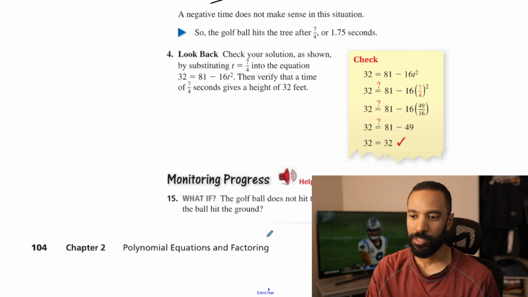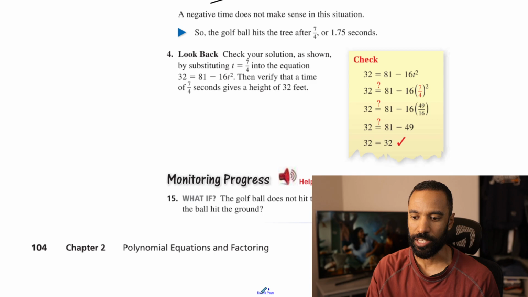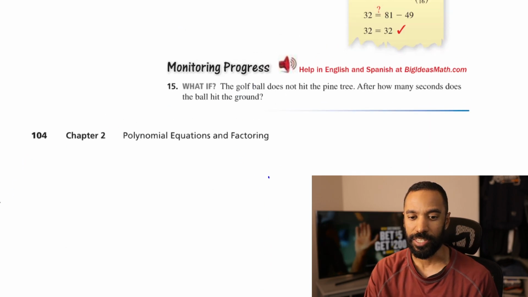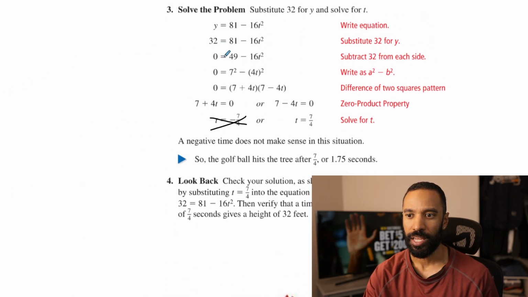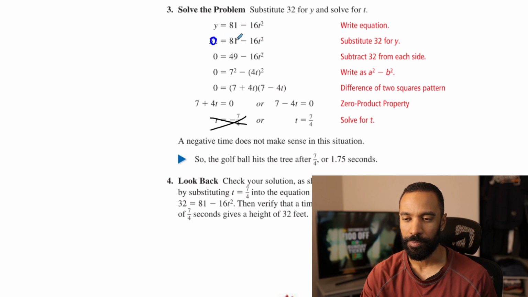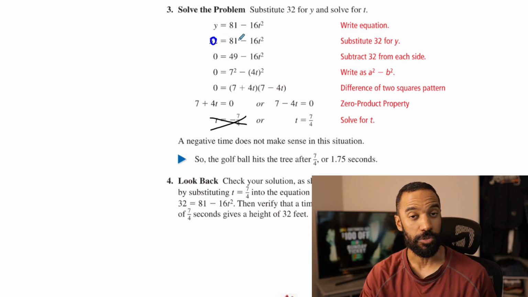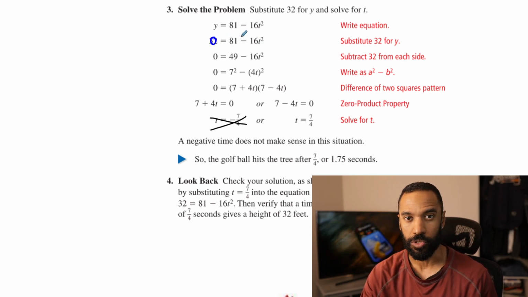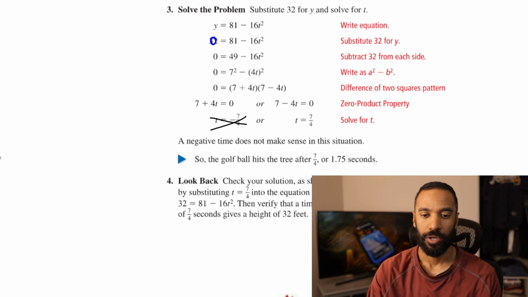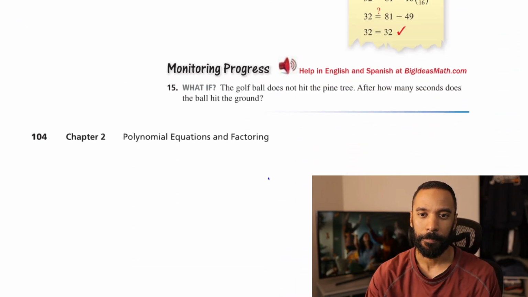If the golf ball does not hit the pine tree, after how many seconds does the ball hit the ground? Is the next question that I see here. That goes back to my thing that I was just mentioning. This is now set equal to 0, and you can factor that using a difference of two squares. It's still a difference of two squares setup with two perfect squares. So still factorable in our eyes.